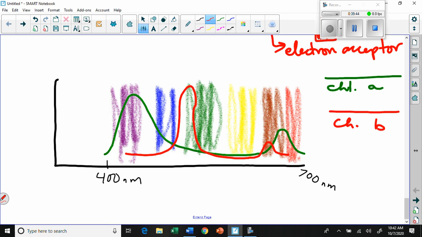And then the carotenoids, which I'll do in this purple color, carotenoids, they tend to absorb sort of a lot of purple. I'm going to say something like this. And then they sort of go over here like this, and they absorb there, and then they drop down, and they pretty much stay down for the rest.